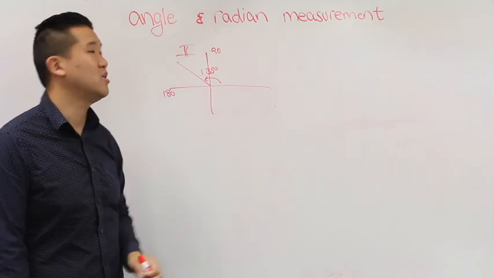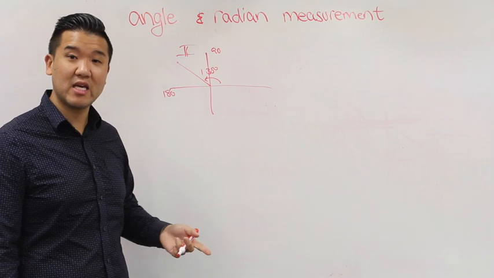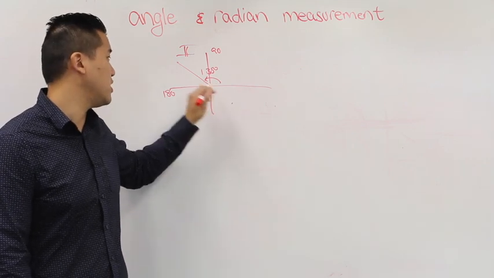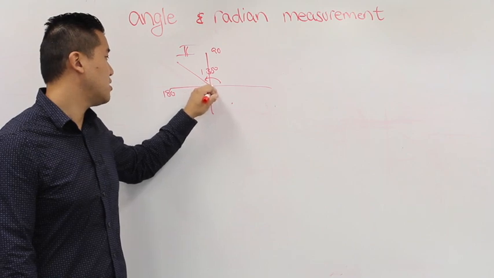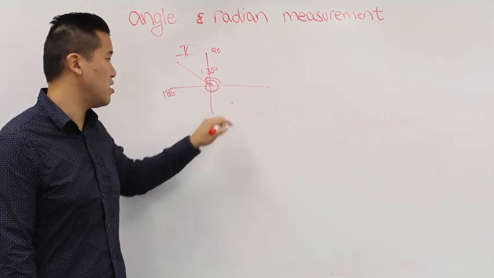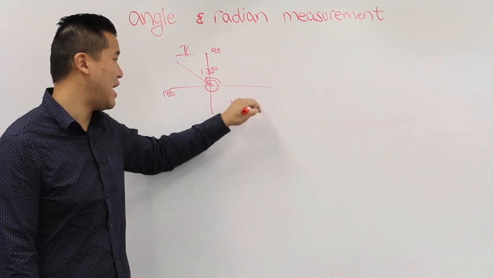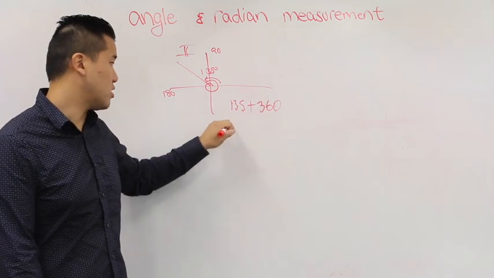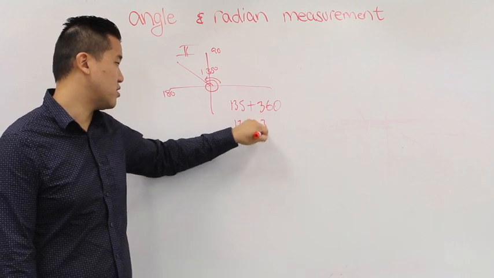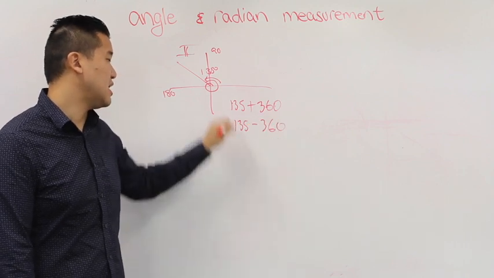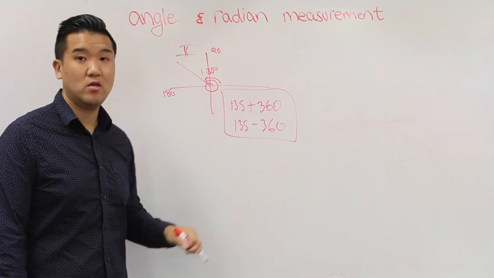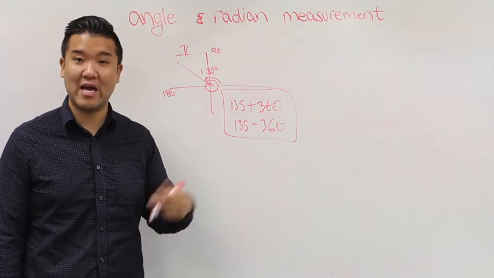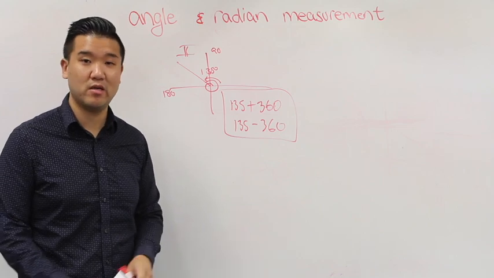Your second question is, what is a positive coterminal and a negative coterminal? So all we have to do is start here, go all the way around and hit there. You can start at 135 and then add 360 degrees, or we could go to 135 and then subtract 360. So these will give you the coterminal angles of 135 degrees.